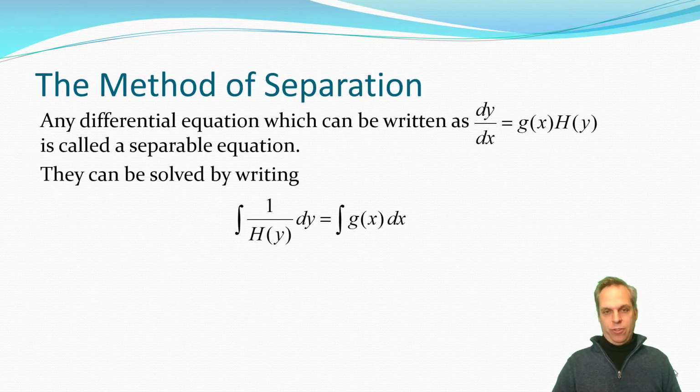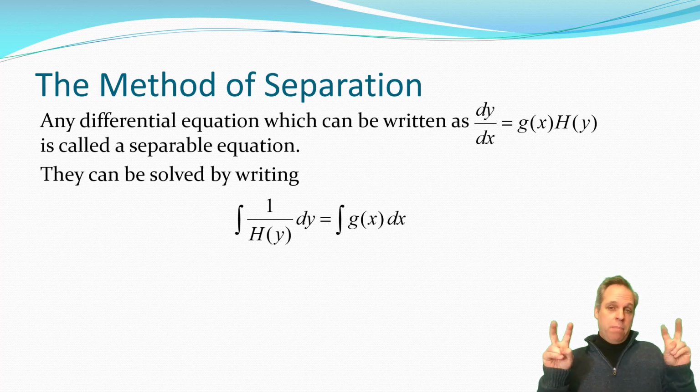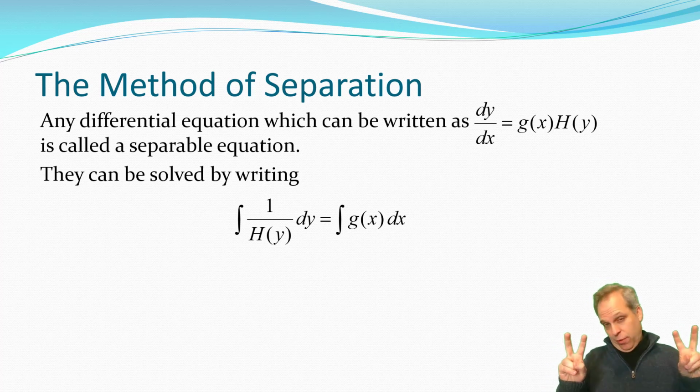Any differential equation that can be written in the form that the derivative is equal to a function of the independent variable, in this case x, times a function of the dependent variable, in this case y, is called a separable differential equation. And it can be solved by multiplying both sides by dx and dividing both sides by h as a function of y, and then integrating both sides.